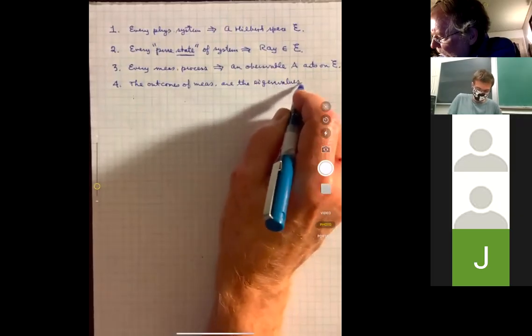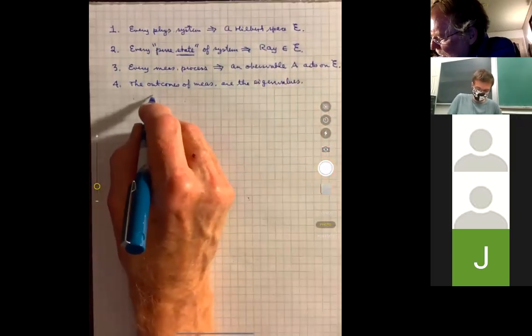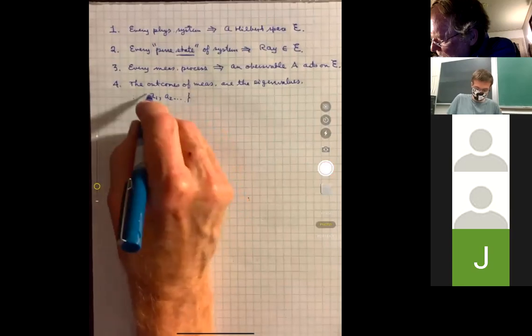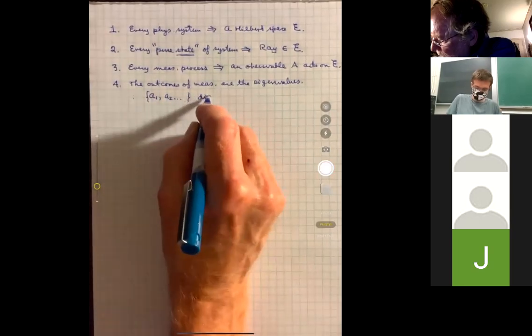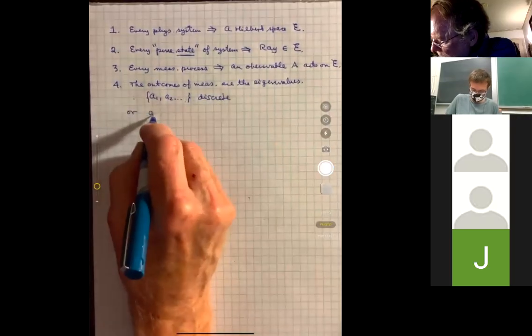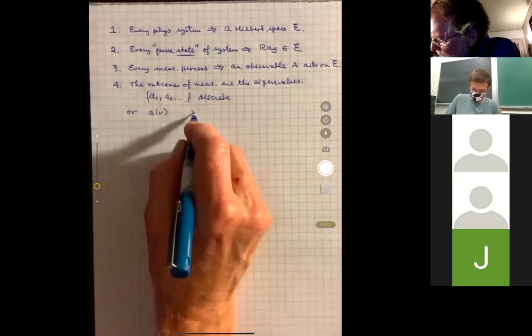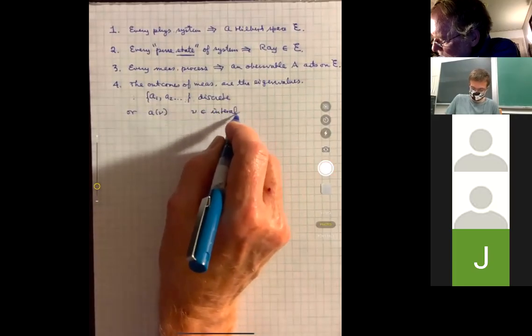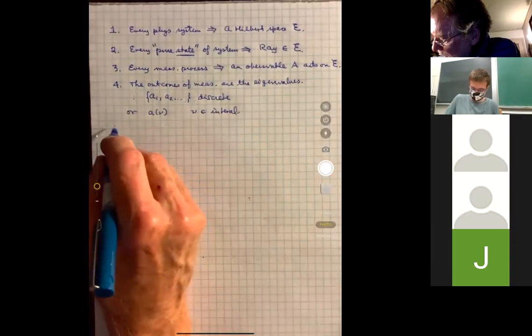When you make a measurement of an observable, you get its eigenvalues, either the discrete ones, A1, A2, and so on like this, or they can be the continuous ones, A sub nu like this, where nu belongs to some interval. Either the discrete or the continuous cases.